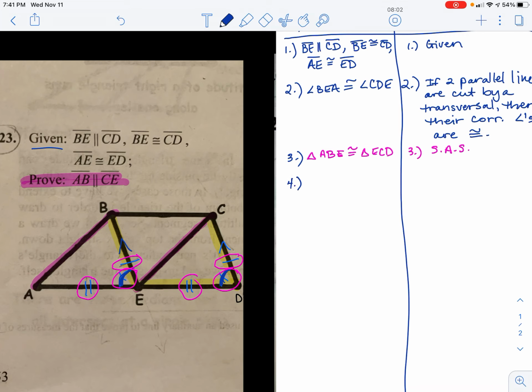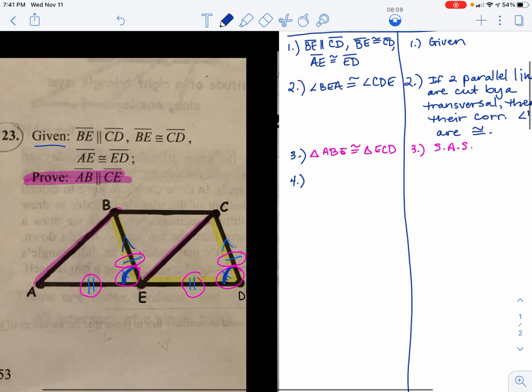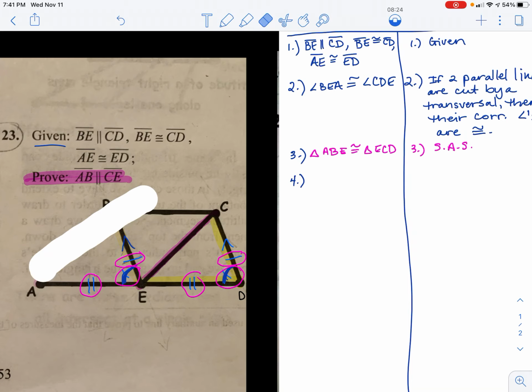Number 4. Okay, so what am I trying to find here? We're trying to prove that AB and CE that I've highlighted in pink over there are actually parallel. Well, do I have enough to show that they are? Not yet. But think about this with me, and I'm going to erase some of this because it's getting a little bit messy.